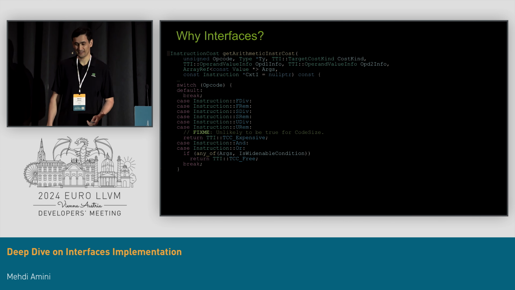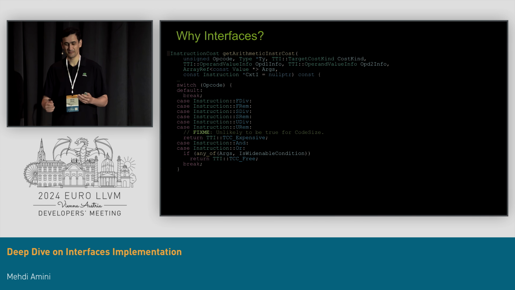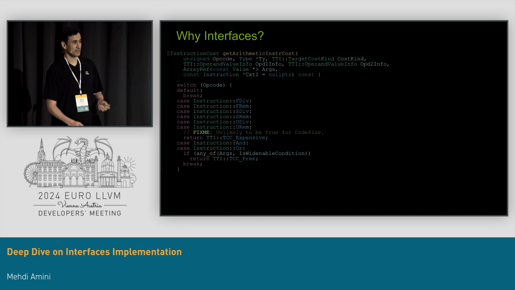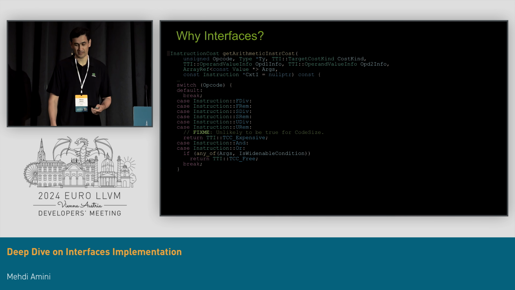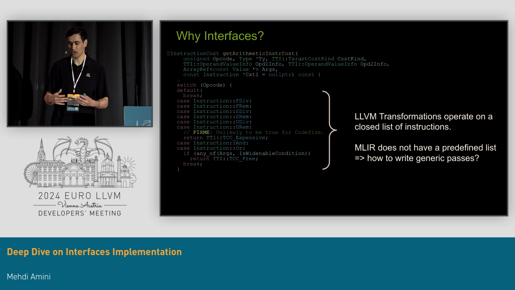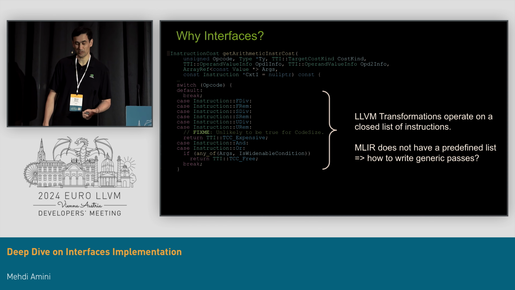All right, so why interfaces first? What's the motivation behind it? So this is LLVM code. There is a function I just copy-pasted from the code base, get arithmetic instruction cost. The way it's implemented is like most LLVM functions, it's going to switch on the opcode, and it takes advantage that LLVM has a closed set of instructions to pull properties about those operations.